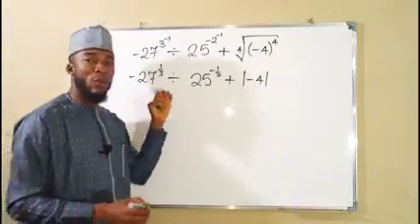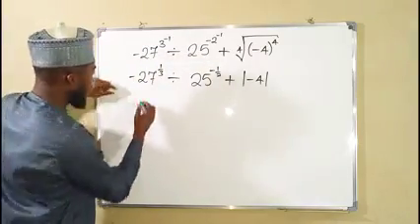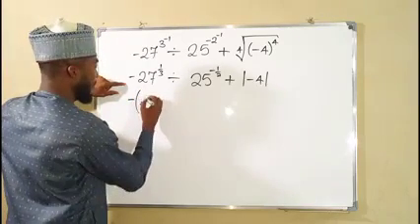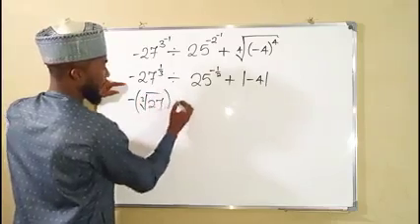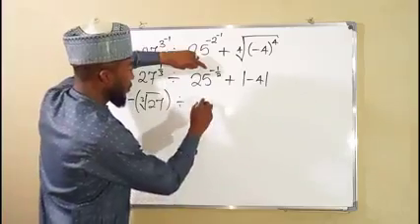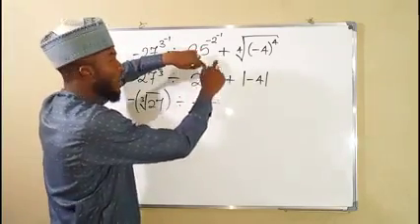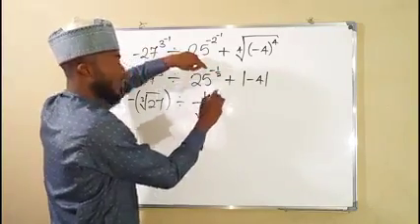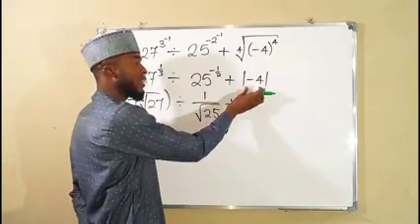Any number power 1 over 3 is the same thing as the cube root of that number. So we have negative times the cube root of 27, divided by. To get rid of this negative sign, we can write it as 1 over 25 to the power of 1 over 2, which is the same thing as the square root of 25 from laws of indices, plus the absolute value of negative 4 is 4.